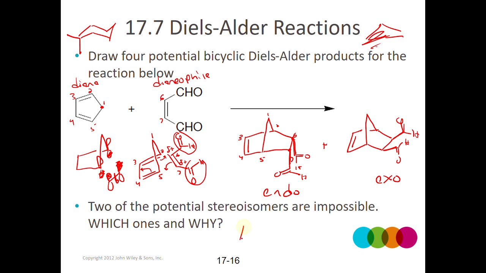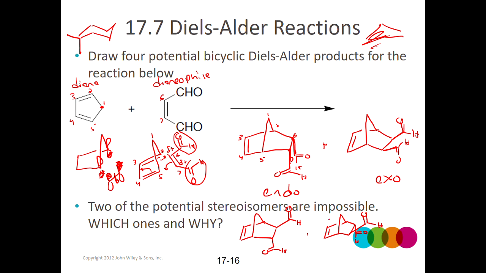It's impossible to form the alternative where one group would be down in an endo position and the other would be out in an exo position. It's also impossible to form the other alternative where one is endo and the other is exo.